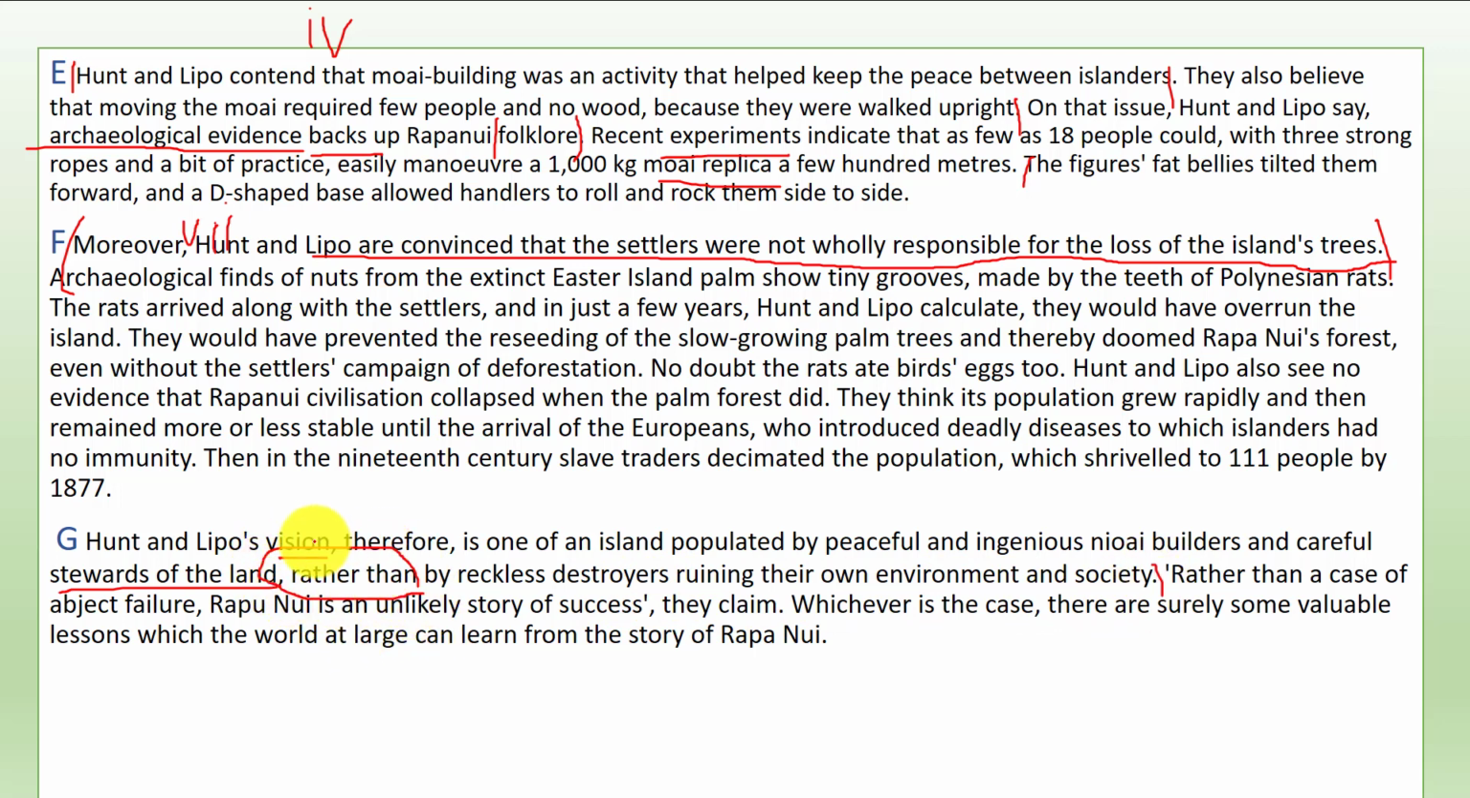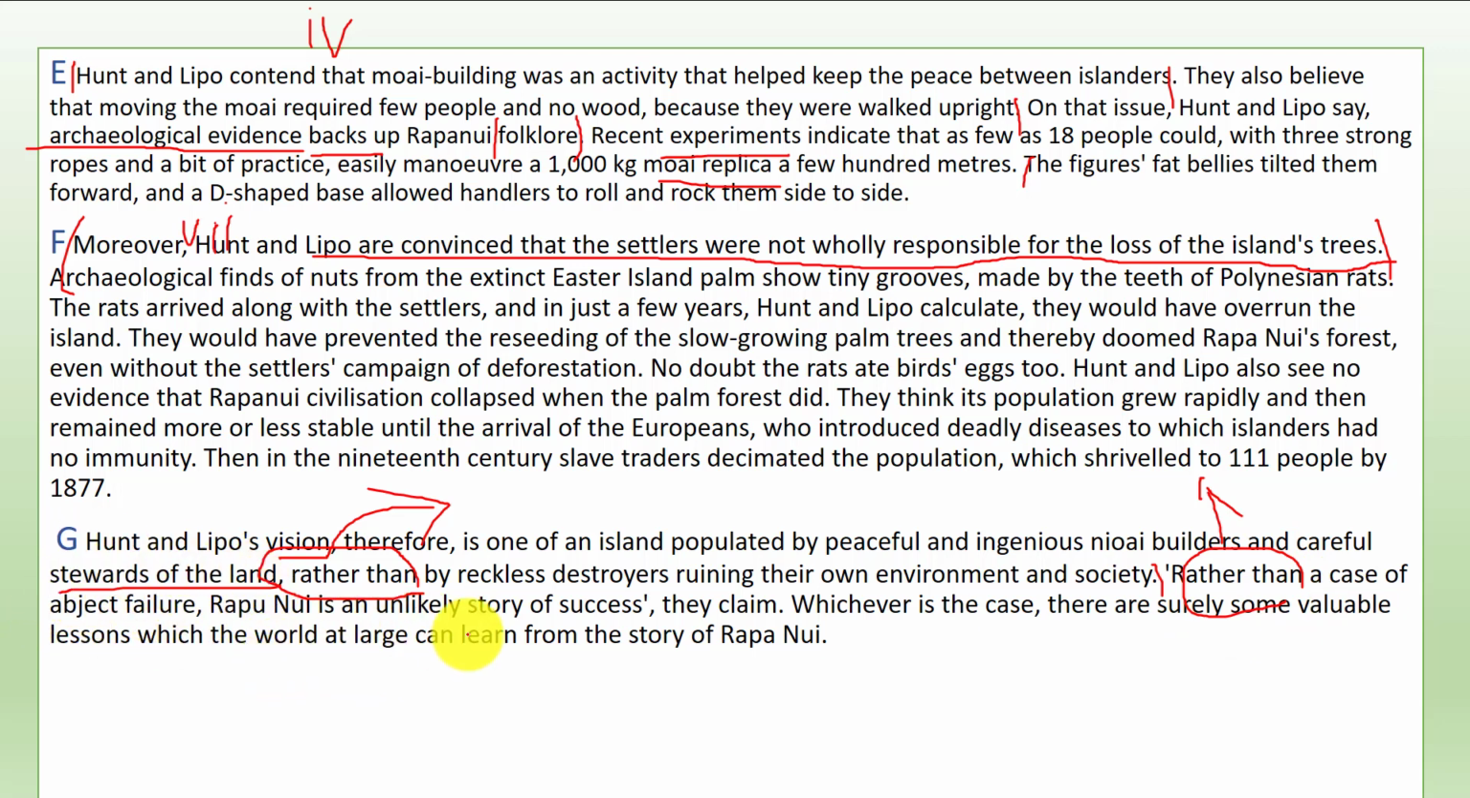We use rather than for comparison, okay? Reckless destroyers ruining their own environment and society. Again, we have a rather than. We use words like while or whereas for comparison, okay? Or on the other hand, for comparing two different viewpoints. A case of abject failure.